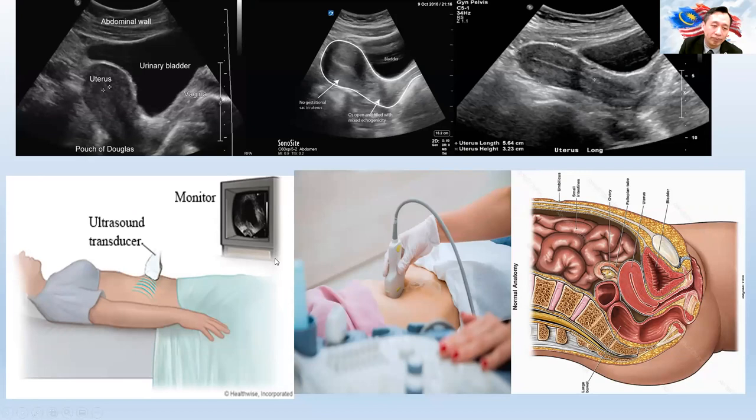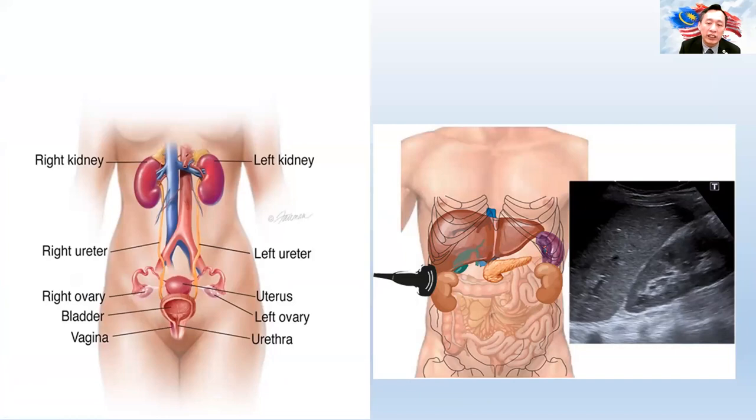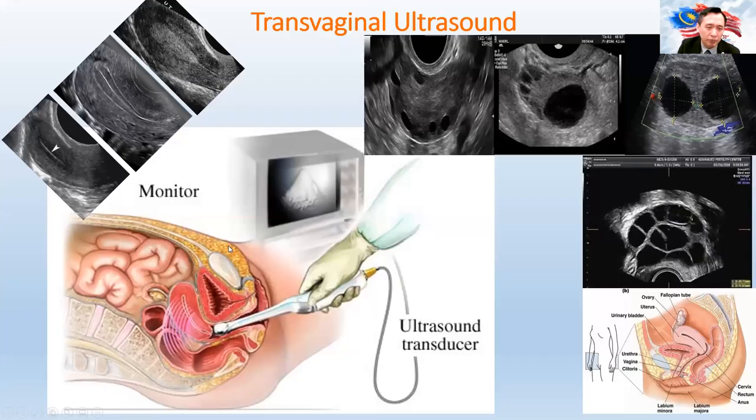So if you have ultrasound, you can scan the kidney, you can scan the liver, and at the same time you can scan the female reproductive organs also. So this is a vaginal scan. If you have a vaginal scan, it will be an additional good point for the GP to manage female gynecological cases.